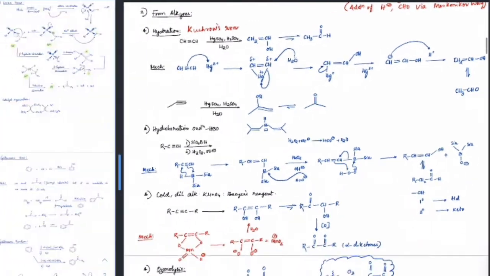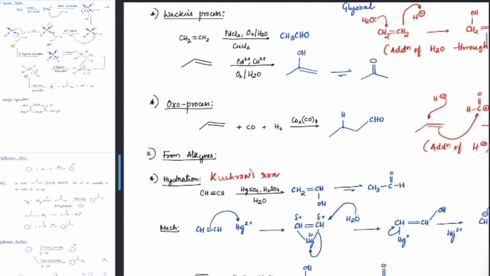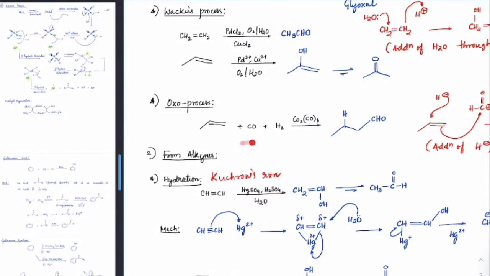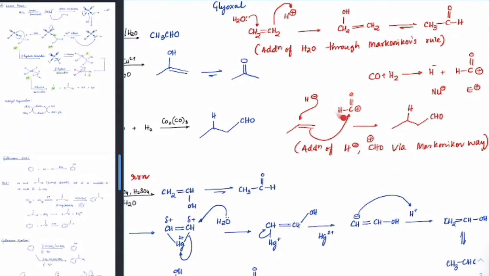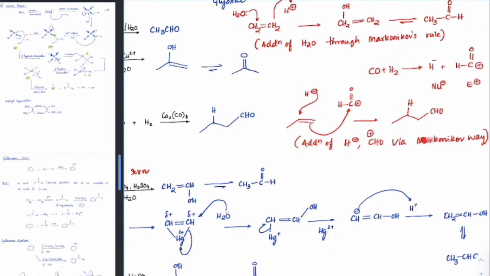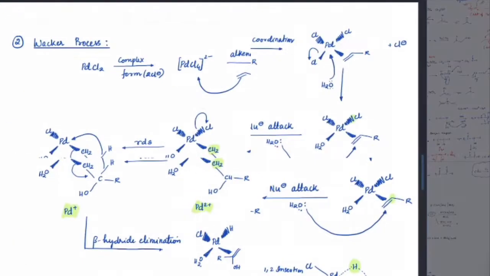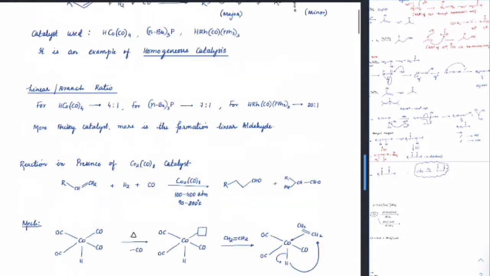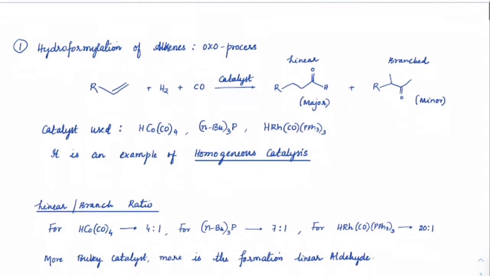Next we discussed the oxo process, right? The oxo process is also a similar kind, where you have HC double bond O as the electrophile, CHO plus, and H minus as the nucleophile. So that's how I wanted you to think. This is an easy way of remembering. Got it? Now let's check the mechanism once, to see how it happens.